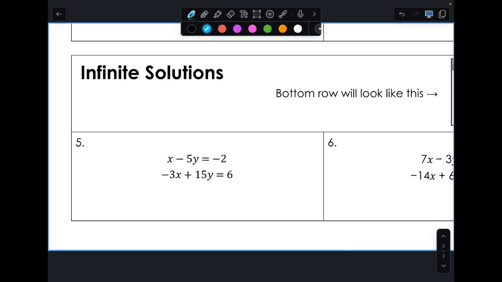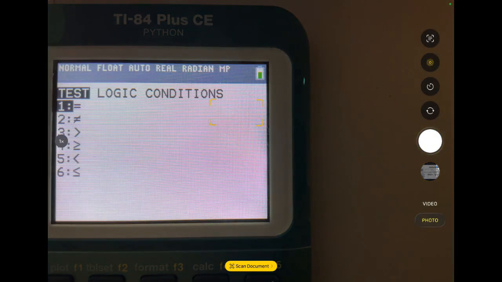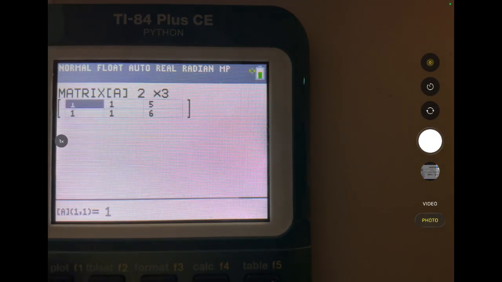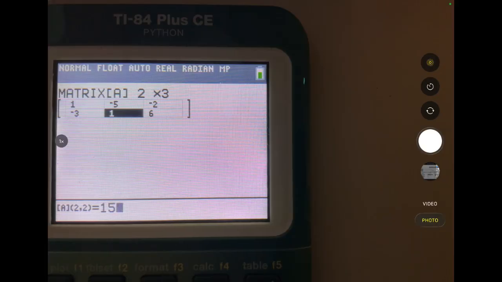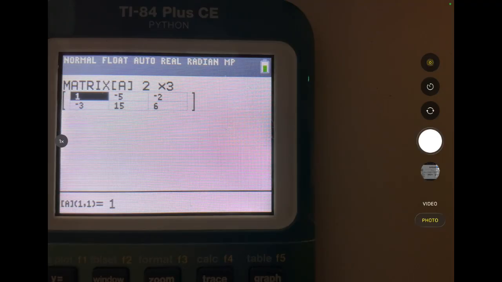Let's jump straight down to number 5 so you guys have enough time to do your assignment. The first one is 1, -5, -2. So we go into matrix, and I keep pushing the wrong buttons. Not good. 1, -5, -2. We're doing number 5 on the back.